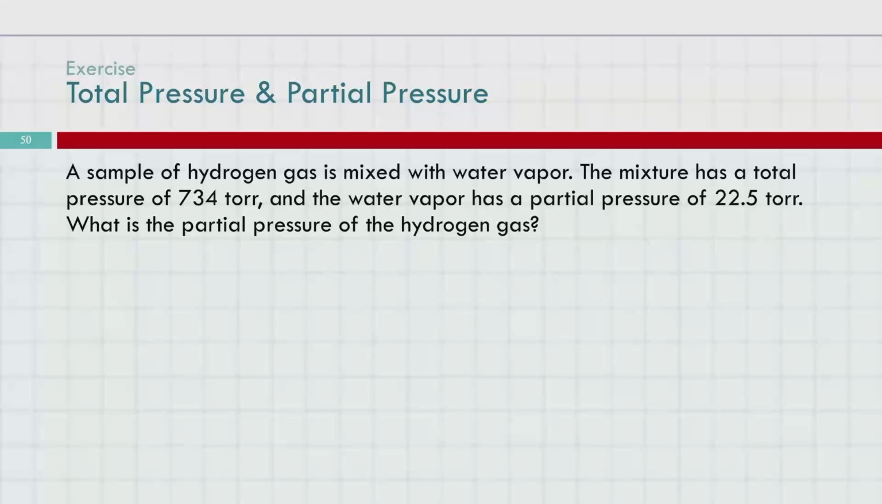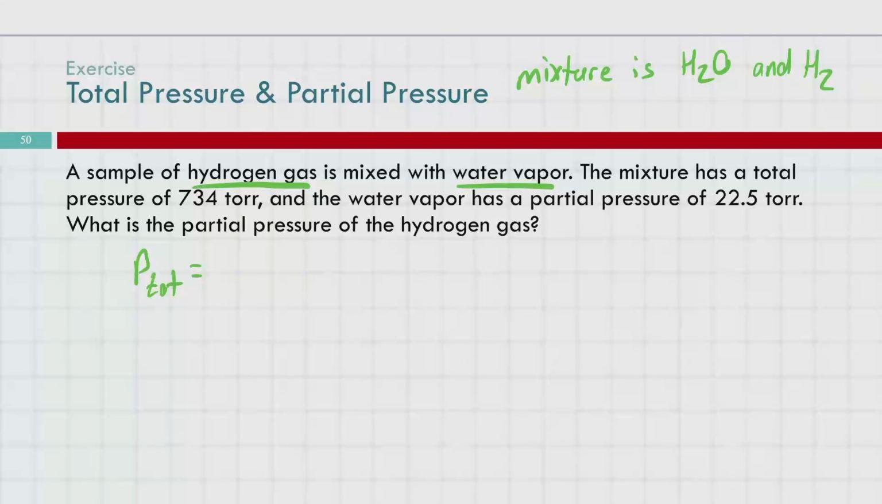Okay, so we are going to be utilizing Dalton's law of partial pressures. We've got a mixture. It's hydrogen gas and water vapor. So it's water vapor, H2O, and H2. Those are the two gases that are in the mix. Just those two gases. So the partial pressure of H2O plus the partial pressure of H2 must equal the total pressure.